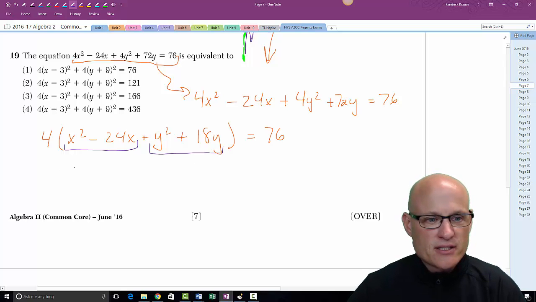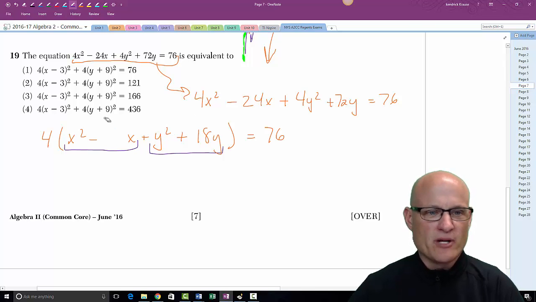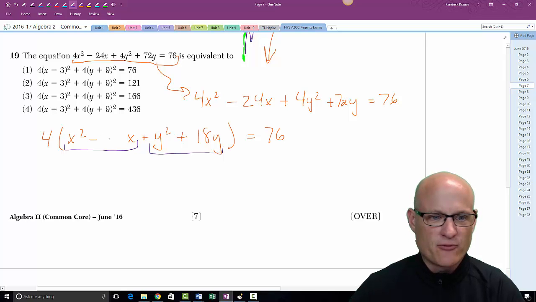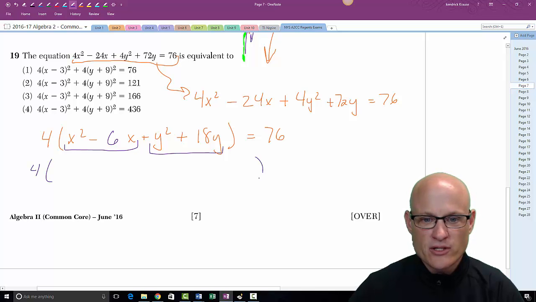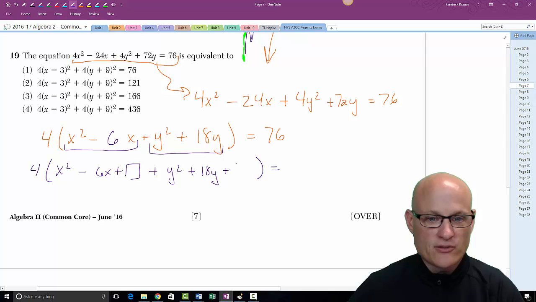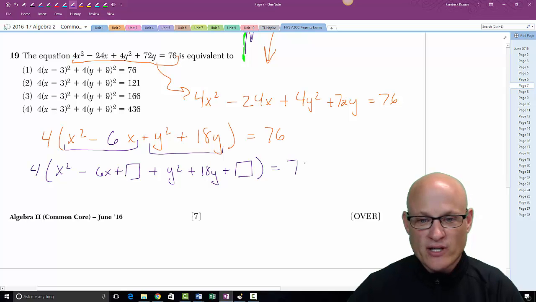I don't think 24 is what I wanted here. That was the thing that was screwing me up earlier. Taken out of 4, this should be a 6. Okay, so if I do completing the square on this one, here's where the tricky part is going to come. So I'm going to go x squared minus 6x plus square, plus y squared plus 18y plus square equals 76.